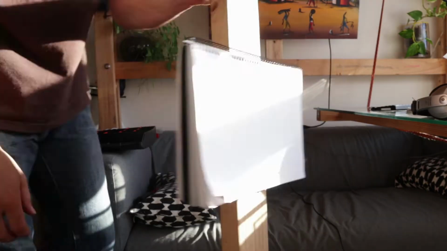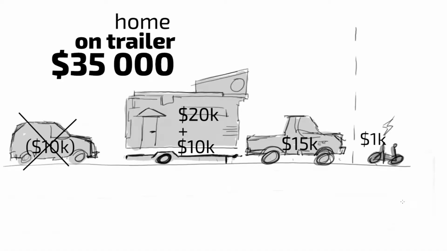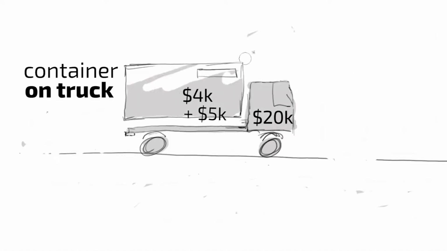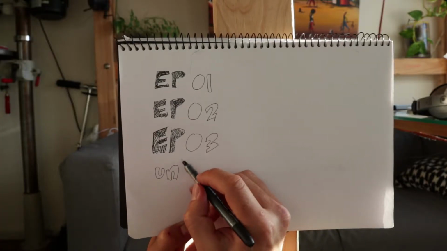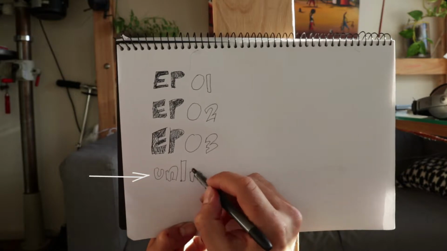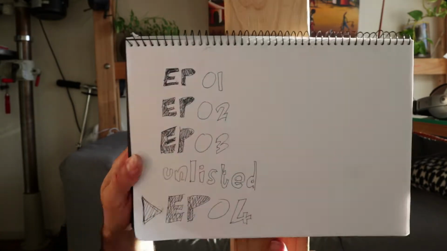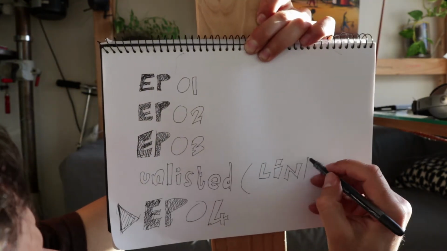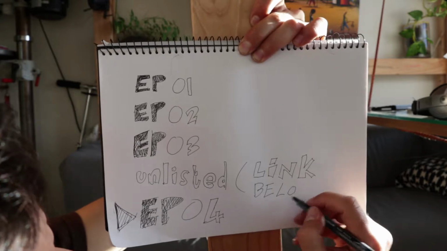So to help me decide, I made a video that would quickly explain where I'm at. A tiny home on a trailer, a bus, and a container on a truck. The video is unlisted, it was made after episode 3. So right now I'm sending it out to folks who live tiny who can possibly help me, and also family, friends, and some groups to get a wider opinion. I've left a link below, feel free to watch and let me know your thoughts.